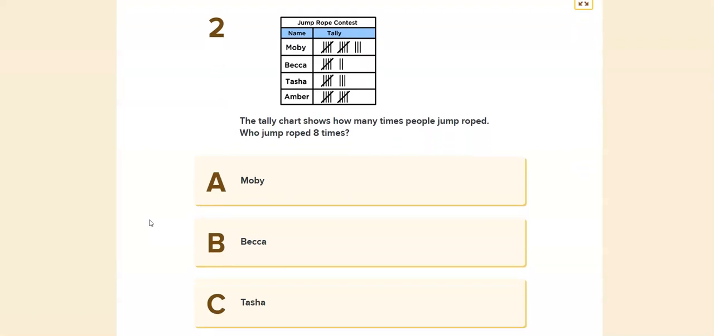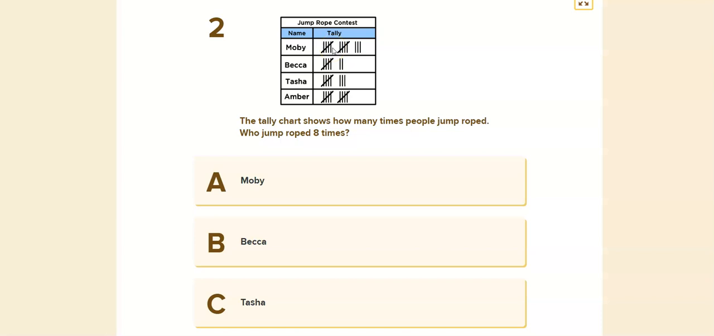All right, for number 2, we've got a jump rope contest. And this one is a tally chart. Let's listen to it. The tally chart shows how many times people jump roped. Who jump roped 8 times? Okay, so we need to figure out who jump roped 8 times. And tallies are kind of just a different type of picture graph. So with a tally chart, we're not using pictures, we're just using lines. But each line stands for 1.